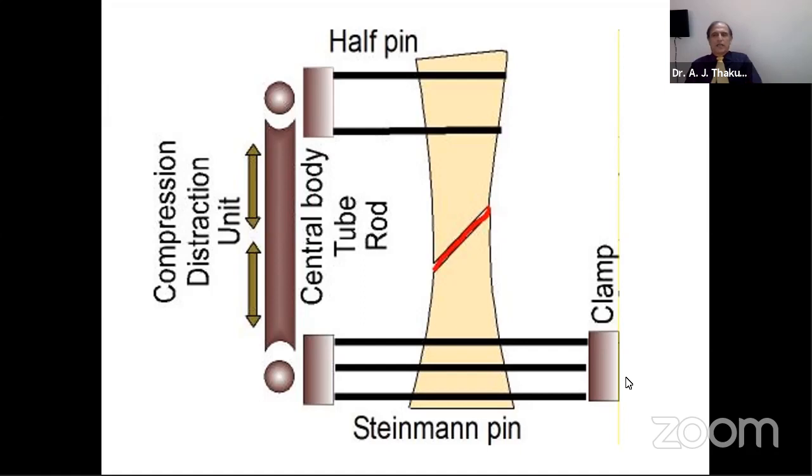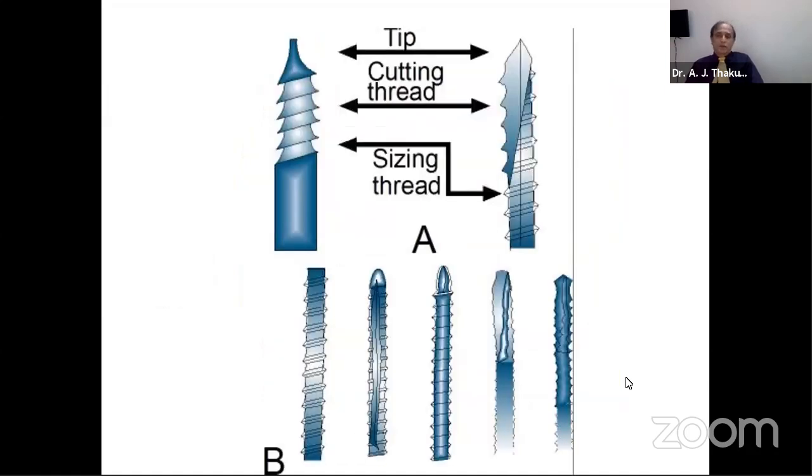So this is the main basic structure of the pin fixator. Pins are, of course, more important. And when we dealt with screw, we talked a lot about that. And we have got the tip and the cutting edge, as I said last time as well. This is the business end.